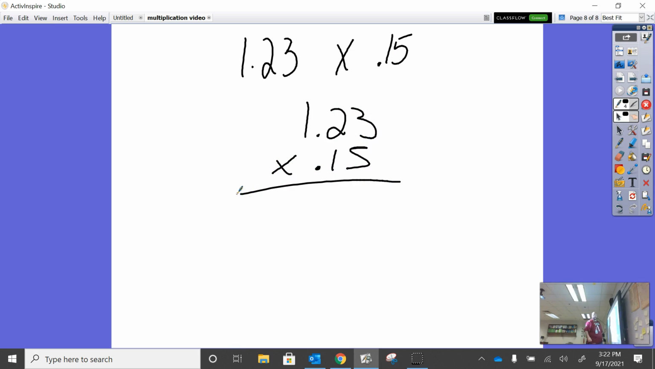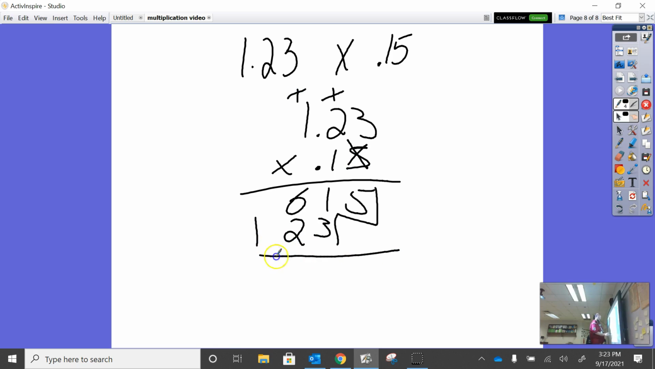Okay, welcome back. Let's see how we do here. Okay, we're going to say 5 times 3 is 15. Carry my 1. 5 times 2 is 10, plus 1 is 11. 5 times 1 is 5, plus 1 is 6. Bump it down. Notice I'm not worried about my decimal right now. Decimal happens at the end in the algorithm. 1 times 3 is 3. 1 times 2 is 2. 1 times 1 is 1. Line them up. Add my 0 if you need it.